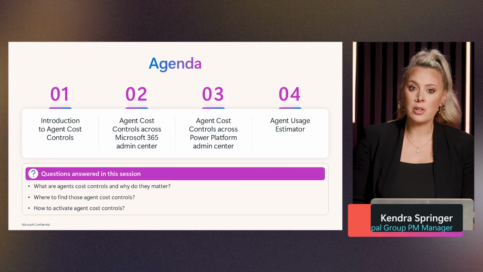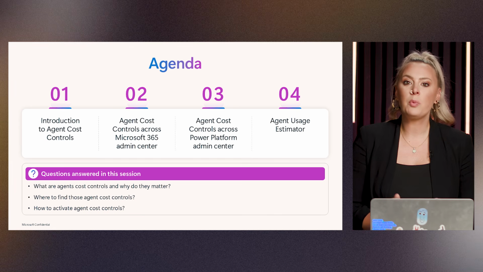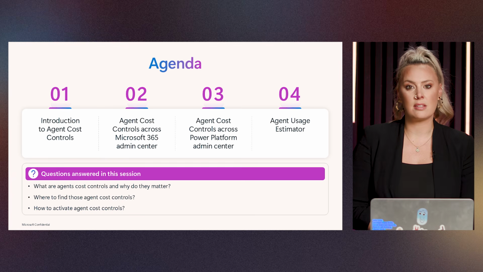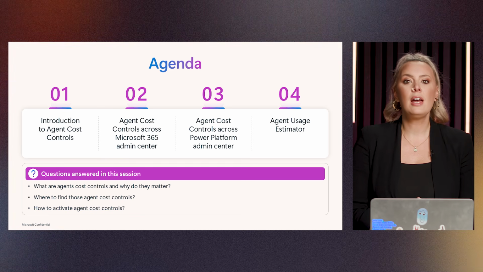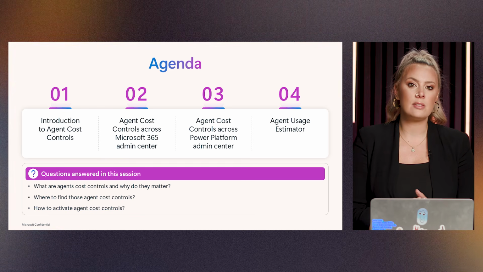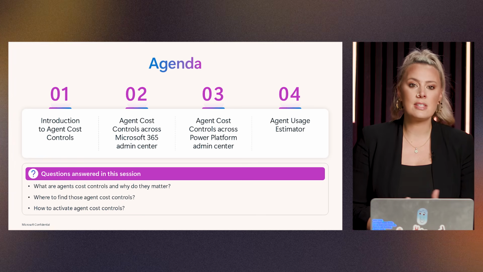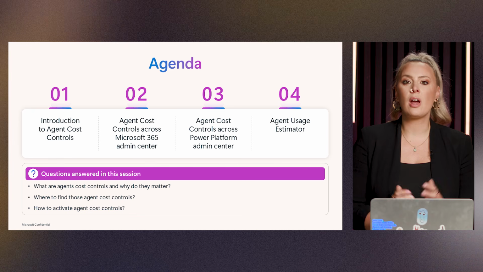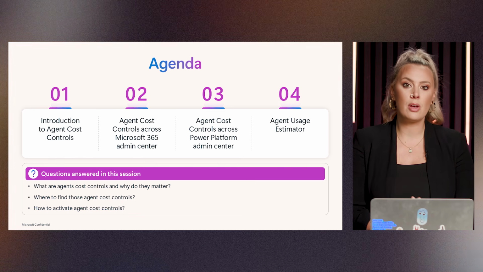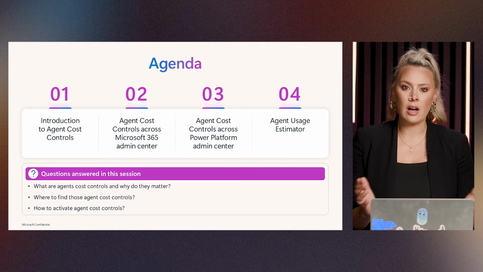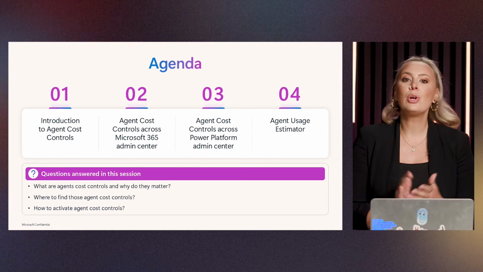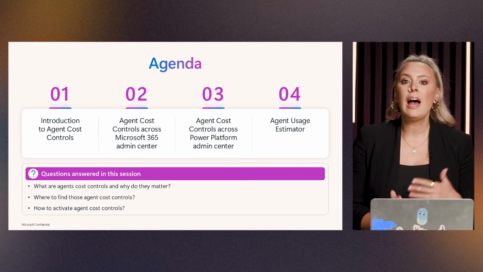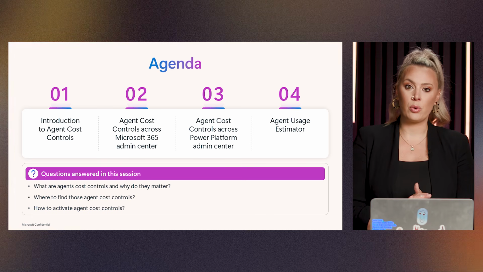We will begin with an introduction to cost controls. Then we'll walk you through the cost control product experience in Microsoft 365 Admin Center, Power Platform Admin Center, and end with a demo of the Agent Usage Estimator. The goal of this session is to help drive clarity. We want you to walk away from this session understanding three simple questions. First, what are agent cost controls and why do they matter? Second, where to find agent cost controls? And lastly, how to activate agent cost controls.